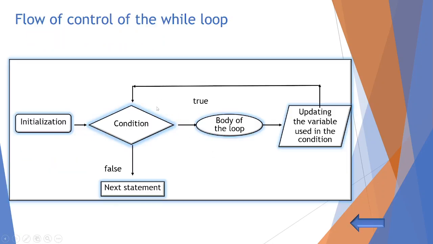Flow of control, just like for loop: initialization, condition. If the condition is true, body of the loop, and update the loop control variable. As soon as the block gets ended, it again checks the condition. If true, again body and updating. If the condition is false, it executes the next statement after the while loop.